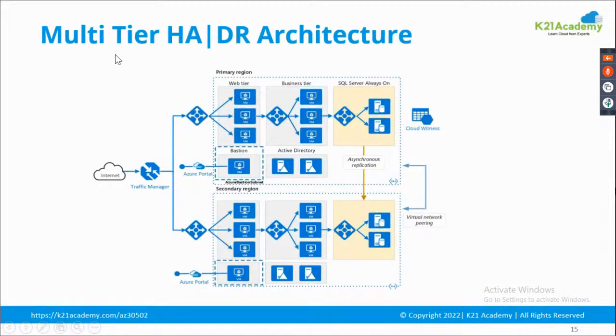Now if you are looking over here, why are we calling it multi-tier HA? Because here you can have a web tier, a business tier, and your third tier, that is your database tier. And over here you are meeting your high availability requirement on each and every tier. And we also have a DR solution available, that we are capable of distributing the traffic to more than one region. Guys, I hope this part is clear to everybody.